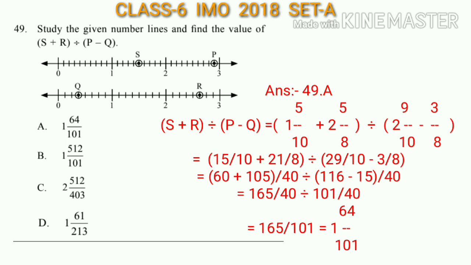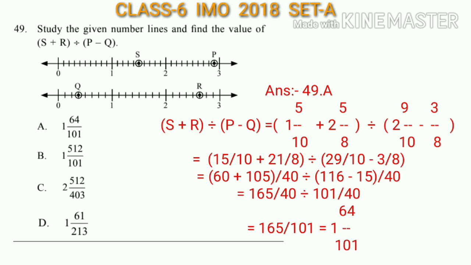So S plus R will be 165 by 40. P minus Q will be 101 by 40. So it will be 165 divided by 101. We can write it as 1 whole 64 by 101. So the answer will be option A.